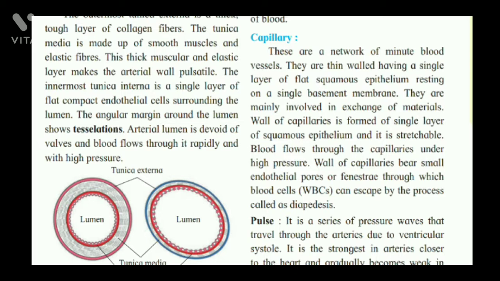Wall of capillaries bear small endothelial pores or fenestrae through which blood cells can escape by the process called diapedesis.